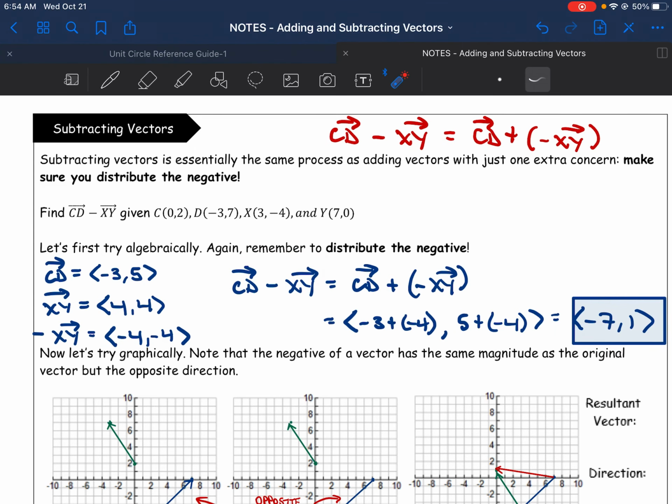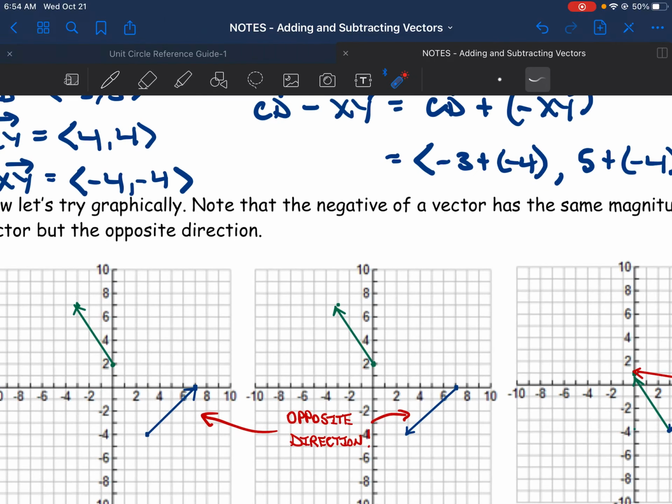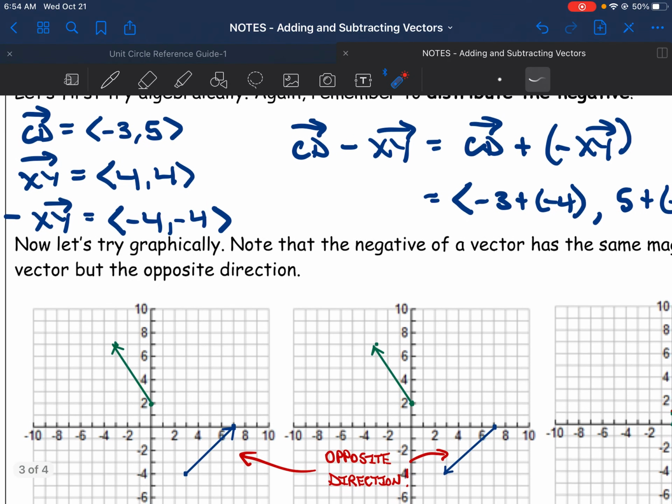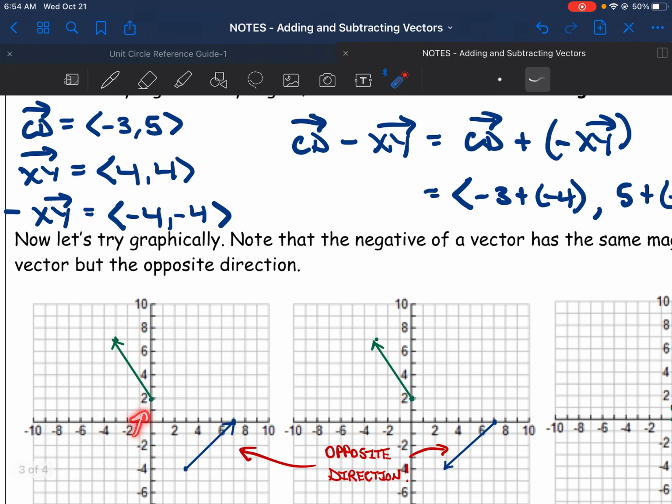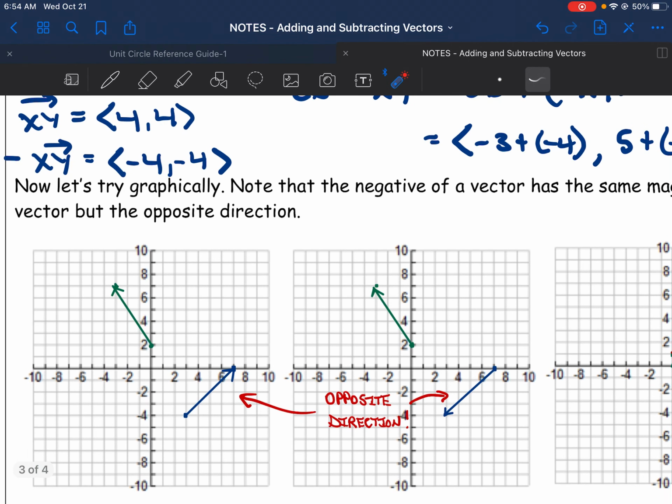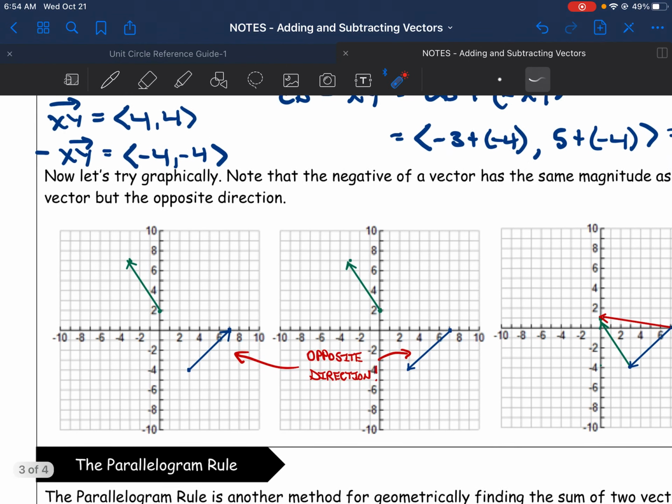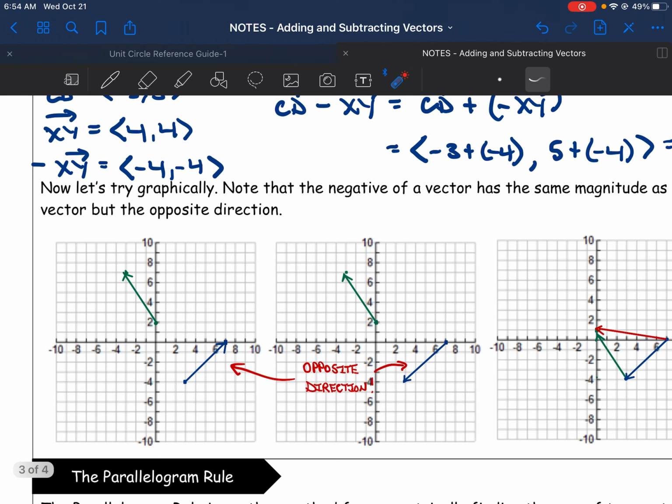Now let's try that graphically as well. So once again, I've gone ahead and graphed them just to save us a little bit of time. Here is vector CD, initial point 0, 3, terminal point negative 3, 7. Here's vector XY, initial point 3, negative 4, terminal point 7, 0. And what we do is when you go from vector XY to negative vector XY, all that happens is the direction changes. So instead of the direction moving in this way, our direction now changes in the exact opposite way. However, vector CD remained unchanged.